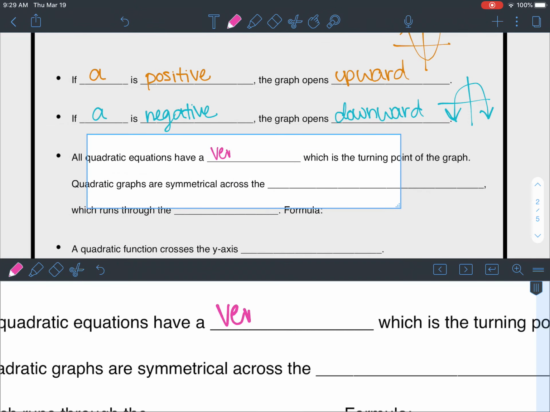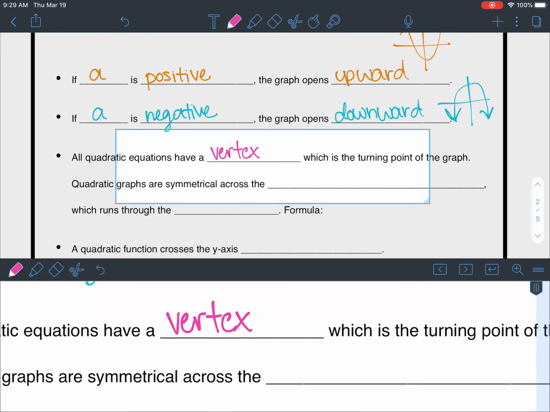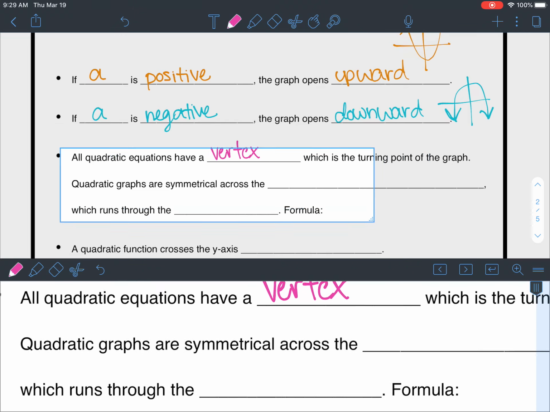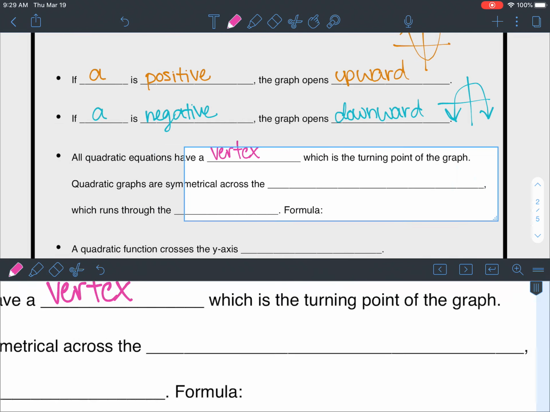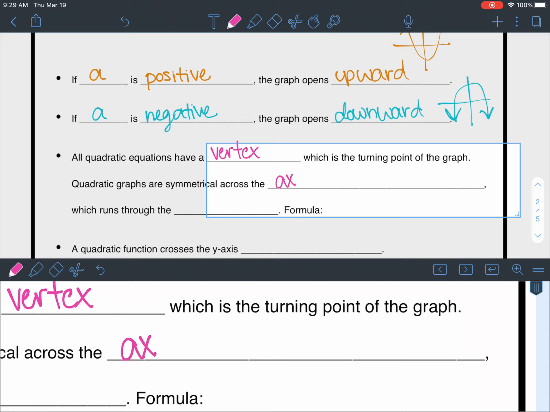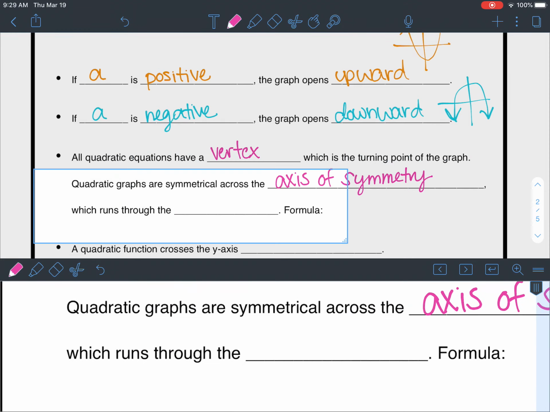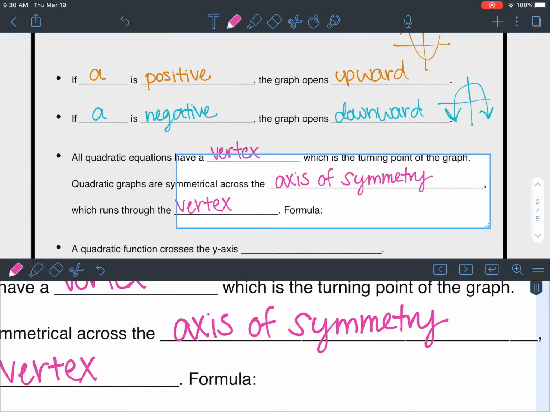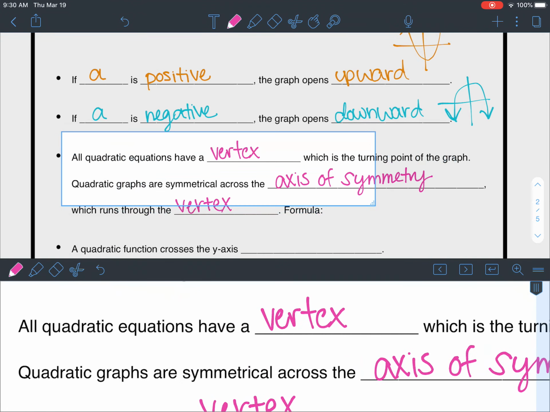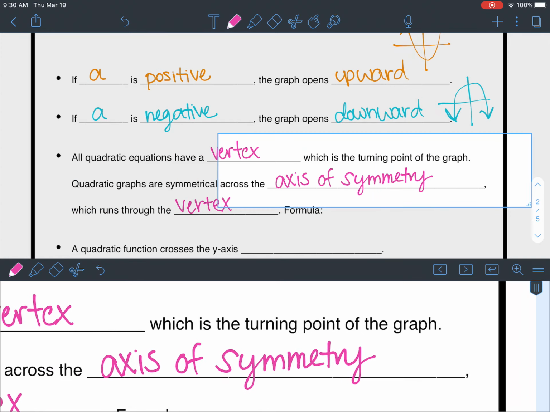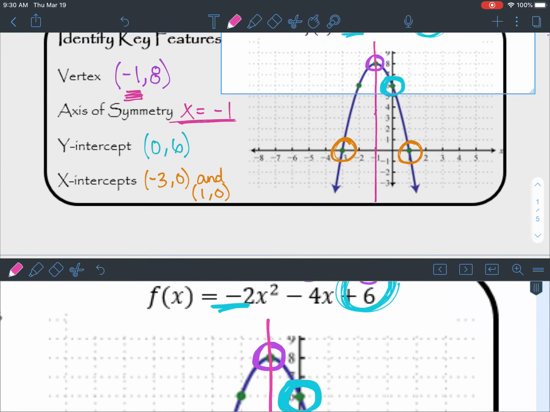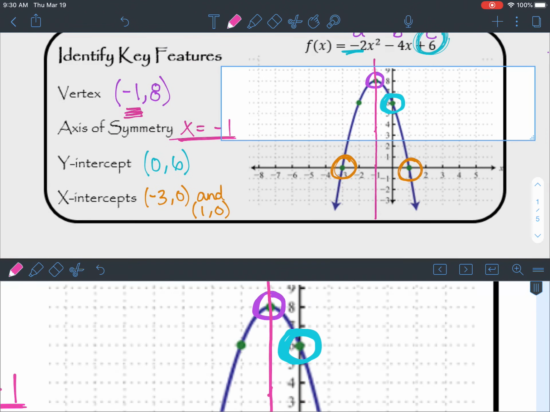So all quadratic equations have a vertex. We just talked about that, which is the turning point of the graph. So the vertex is that turning point of the graph. And quadratic graphs are symmetrical across the axis of symmetry, which runs through the vertex. So all quadratic equations have a vertex, and that vertex tells us where the axis of symmetry is.